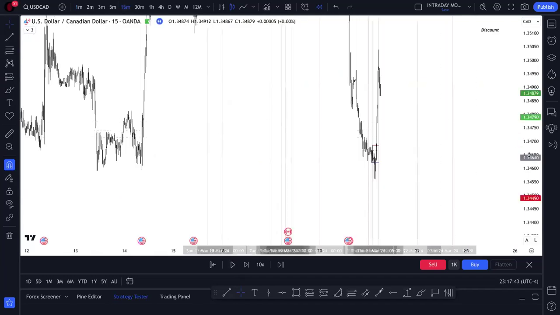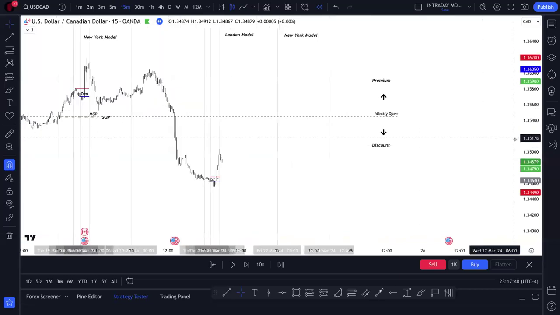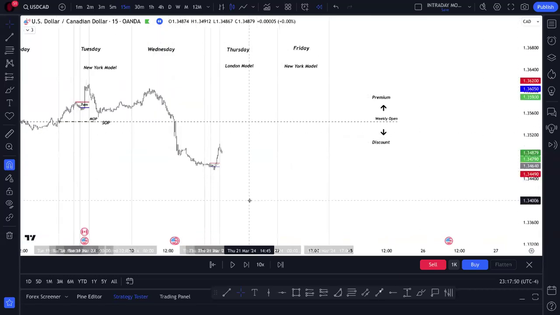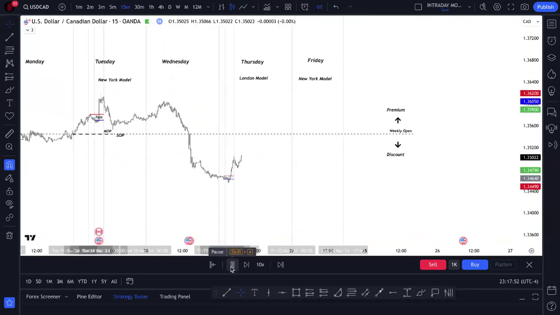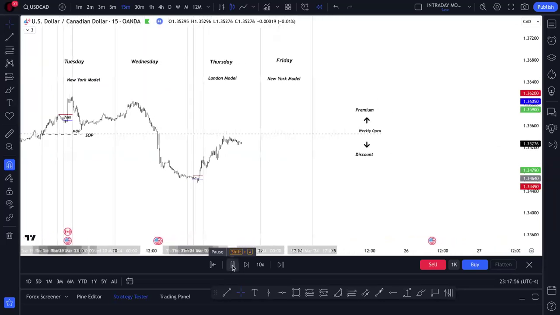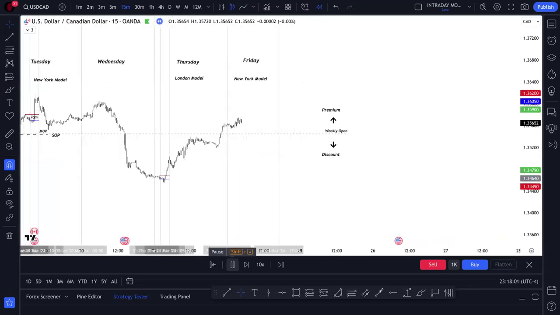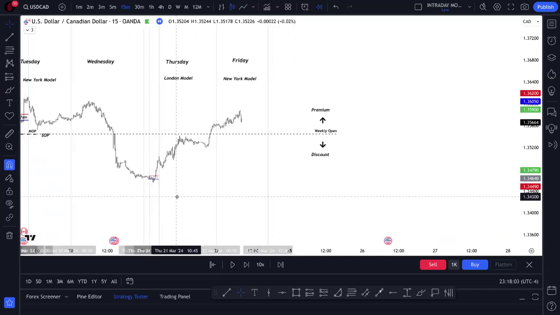And that's the New York model. And that all is happening where? In a discount. Sorry, that's the London model. Let's play it all the way through. Look what happens, that one trade idea. Look at how far it runs for the rest of the day. Look how far it runs without hitting the stop loss.